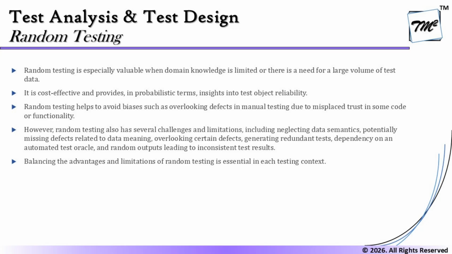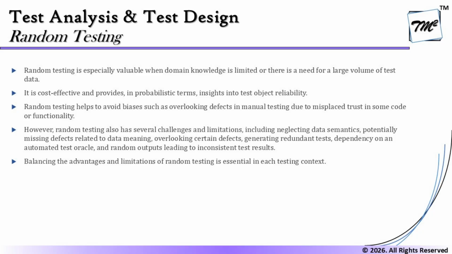test object's reliability. Indeed, when we talk about the word reliability here, all it means is that we don't want to run a few test cases and say that this is enough. Adding more test cases, while reducing your effort, results in better reliability factors. You might have tried more values compared to what you were actually looking at formally. Random testing also helps you avoid biases such as overlooking defects in manual testing due to the misplaced trust in some code or functionality.